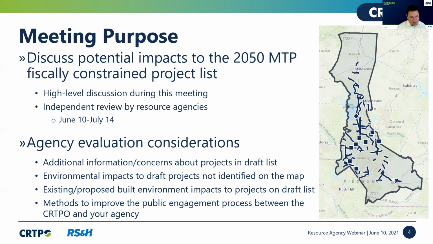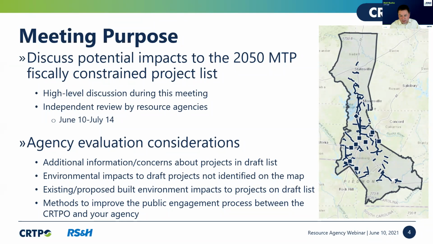So the purpose of today's meeting is to discuss the potential impacts of the 2050 MTP fiscally constrained project list. This will be a high-level discussion during this meeting, and we are requesting that those on this call undertake an independent review, specifically those resource agency partners. And that review begins today, and it'll be concurrent with the public comment period that we plan to open on June 17th and conclude on July 14th.